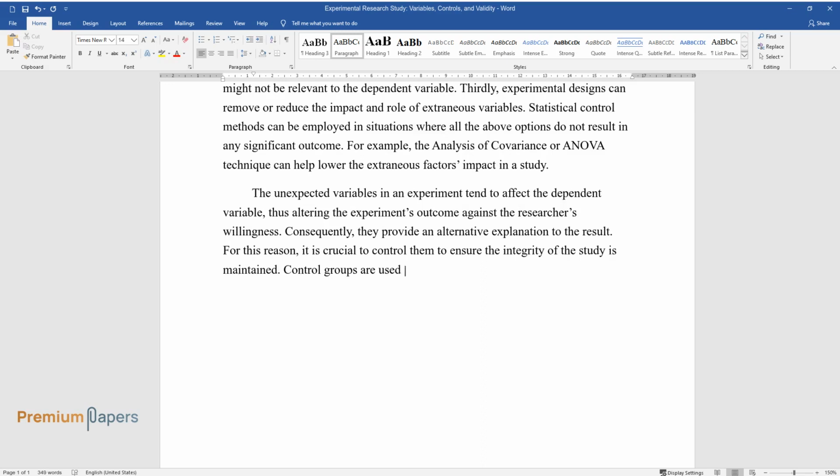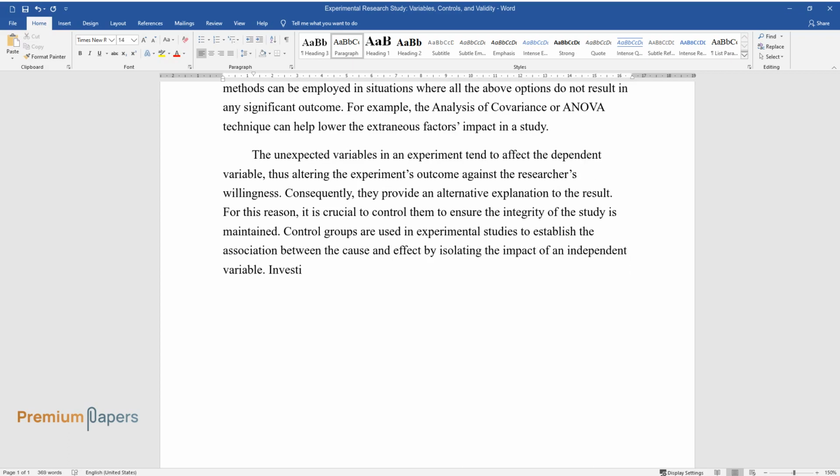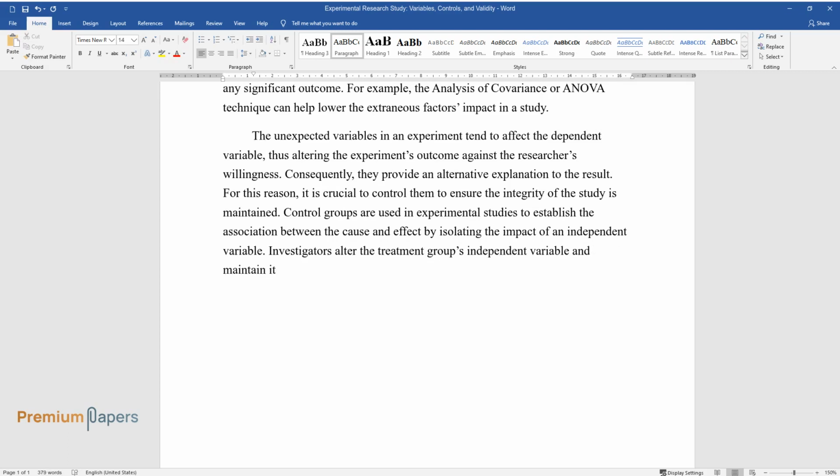Control groups are used in experimental studies to establish the association between the cause and effect by isolating the impact of an independent variable. Investigators alter the treatment group's independent variable and maintain it constant in the control groups. Subsequently, they compare the results in both units.